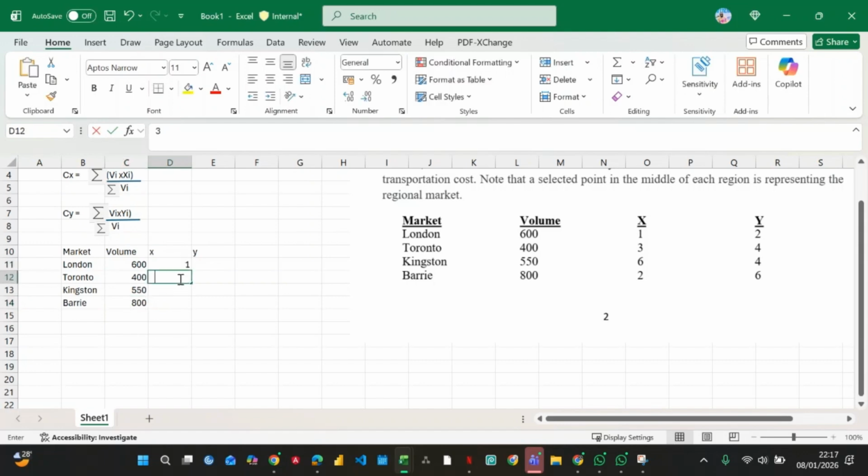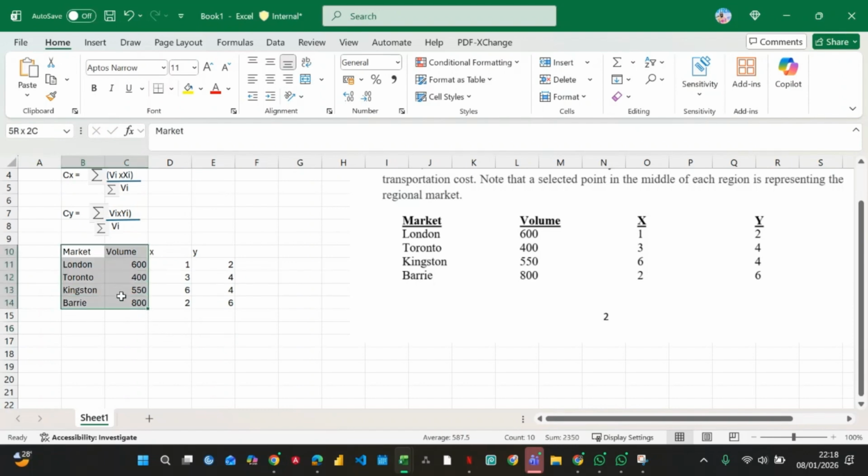So this one is 3, 6, 2. Then this one is 2, 3, sorry, 4, 4, and 6.